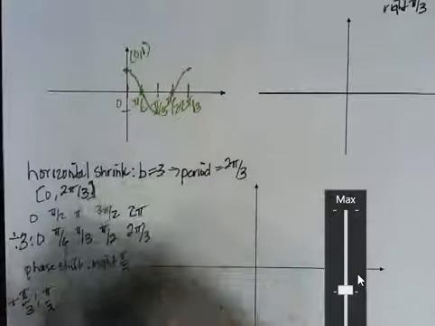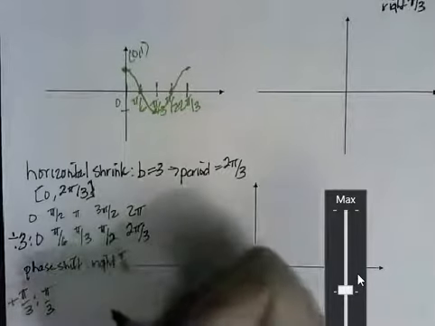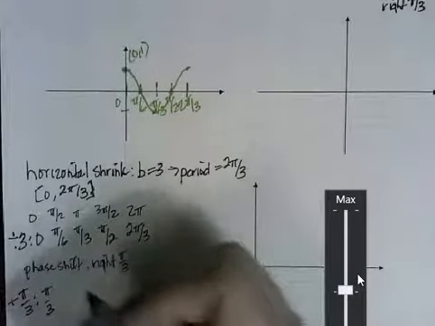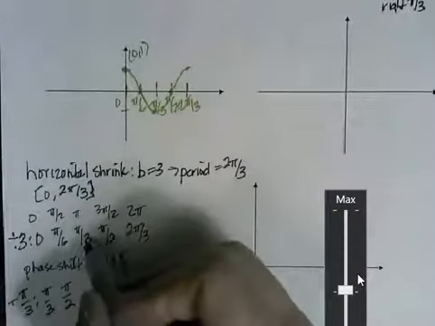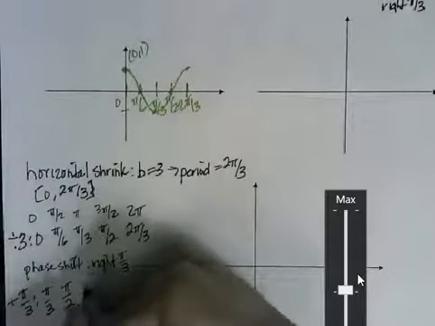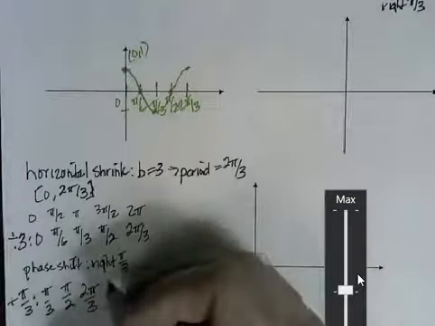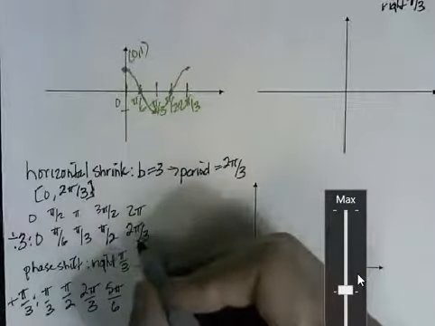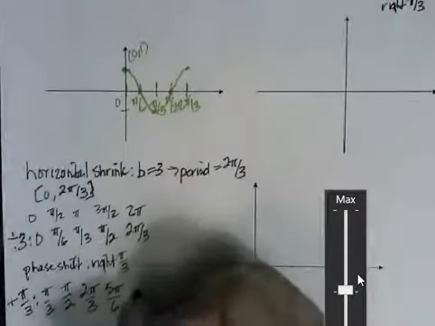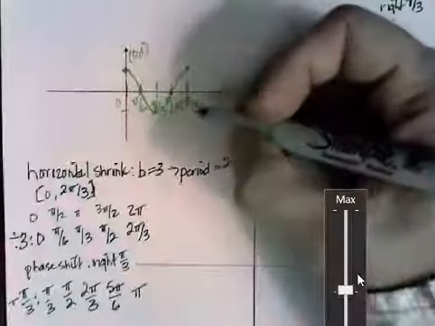If I take pi over 6 and add pi over 3, get a common denominator, it ends up being 3 pi over 6, which is the same as pi over 2. If I take pi over 3 and add pi over 3, I get 2 pi over 3. Pi over 2 plus pi over 3 is going to give me 5 pi over 6. And then 2 pi over 3 plus pi over 3 is going to give me pi. These are the new locations for my points.